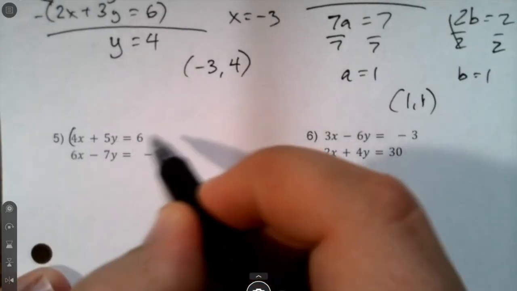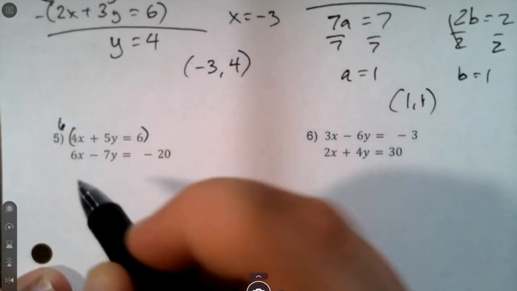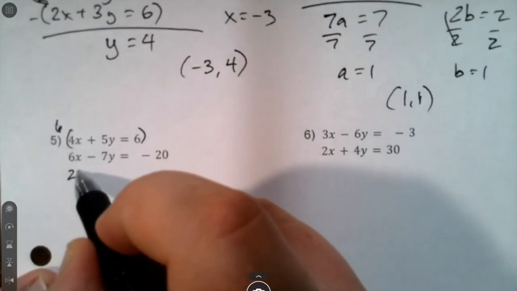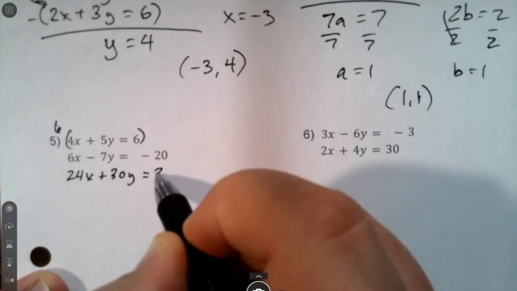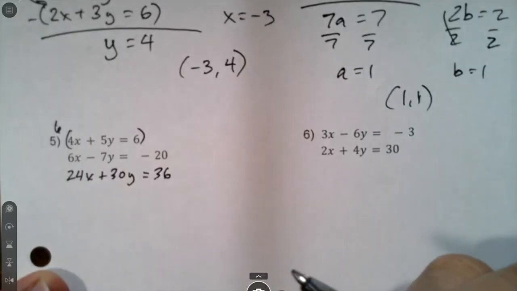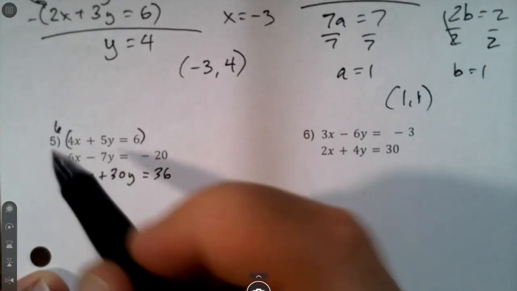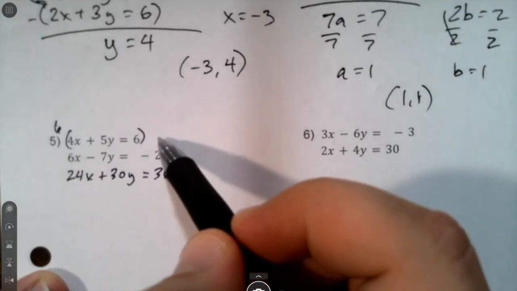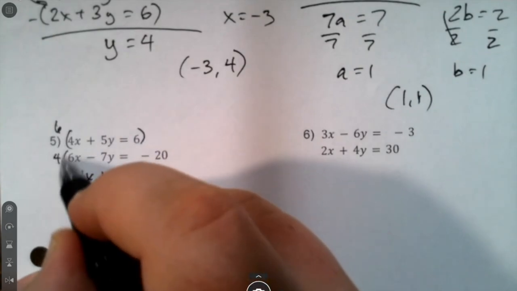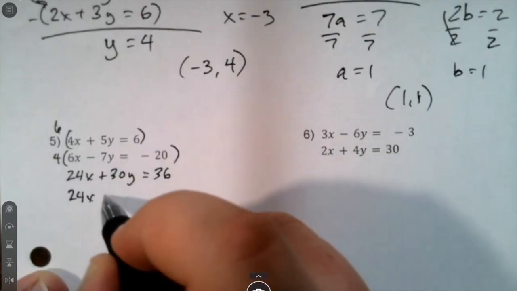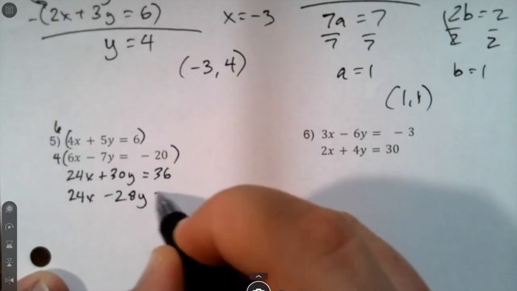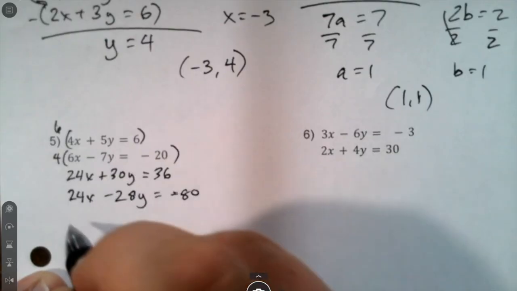So I'm going to multiply everything in this equation by 6, giving me 24x plus 30y is equal to 36. So I multiplied everything in the top equation by 6. I'll multiply everything in the bottom equation by 4, so I get 24x minus 28y equals negative 80.